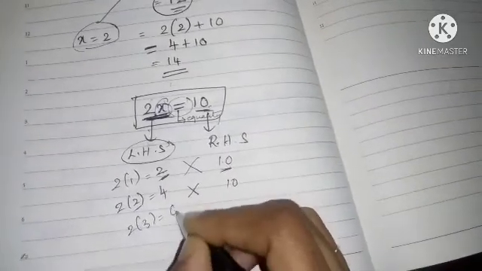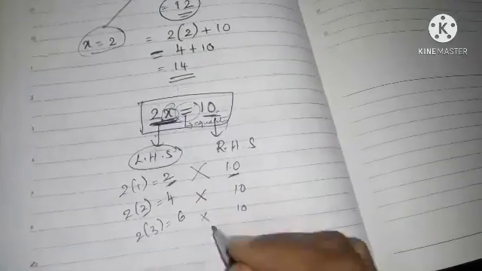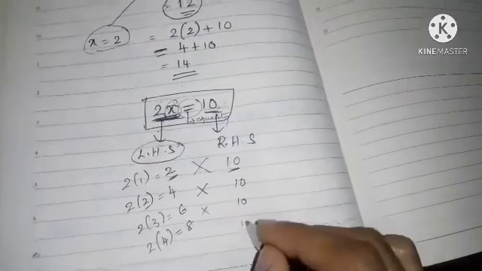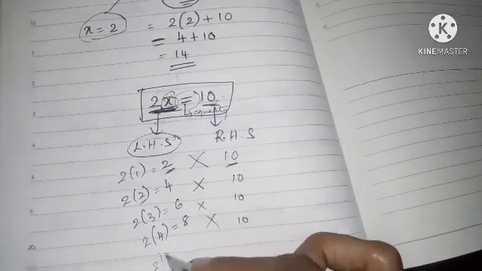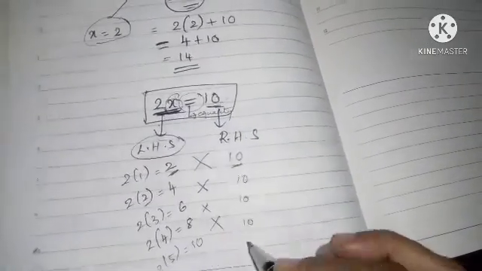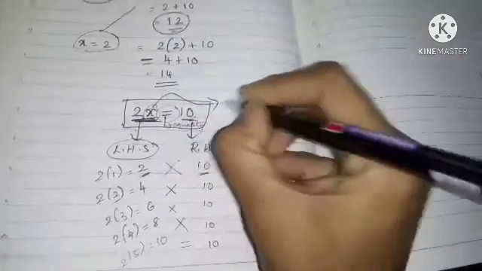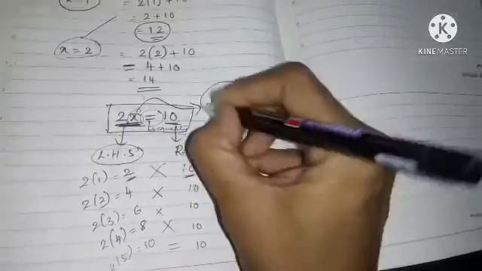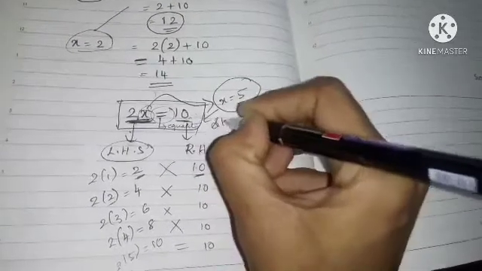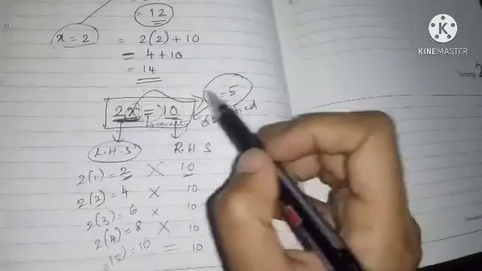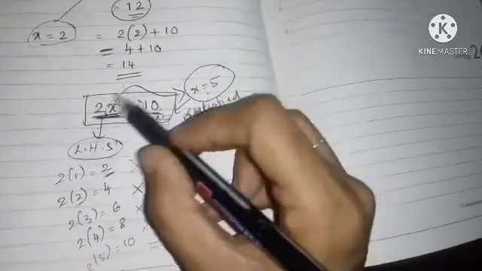3 2s are 6, here 10, not possible. Then 2 4s are 8, here 10, not possible. 2 5s are 10. Yes, here also you are getting 10. So both are equal. So only when x is equal to 5, this equation is satisfied. When x is equal to 5 only, this equation is satisfied.